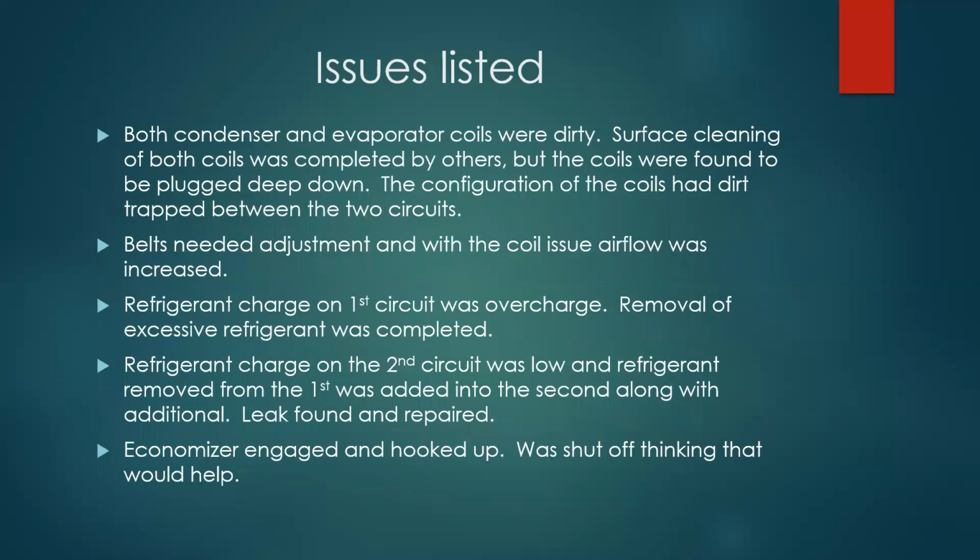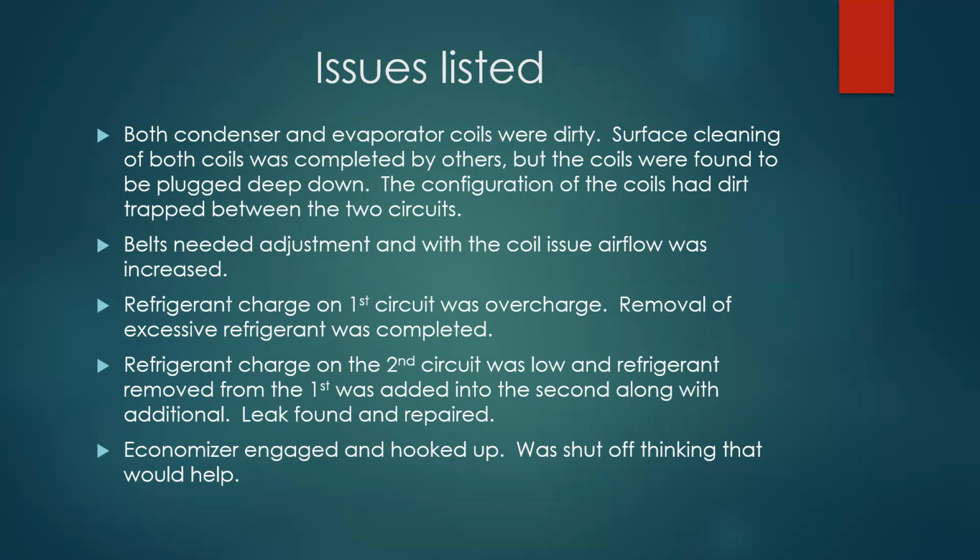Issues listed: both the condenser and evaporator coils were dirty. Now, you couldn't see the dirt because somebody got it off the surface, but it was embedded. The coils were completely embedded. And it didn't really show on gauges because somebody had played with the charges so much that it didn't show. The configuration of coils had dirt trapped between the two coils, two circuits. Remember, we had dual circuits.